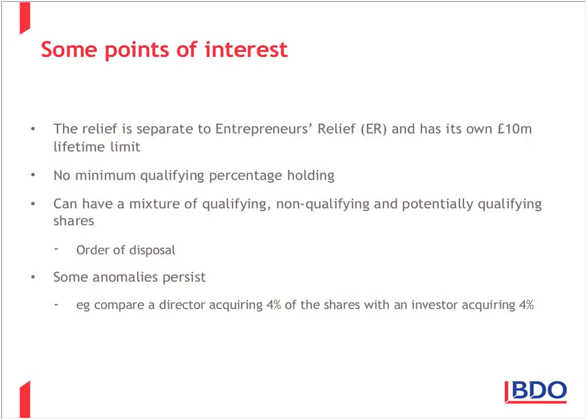Some anomalies do persist if we look at the different tax reliefs together. For example, an employee who holds 4% of a company is neither eligible for entrepreneurs' relief nor investors' relief, whereas a non-employee would qualify. And David's going to offer a comparison of these various reliefs a little bit later on.